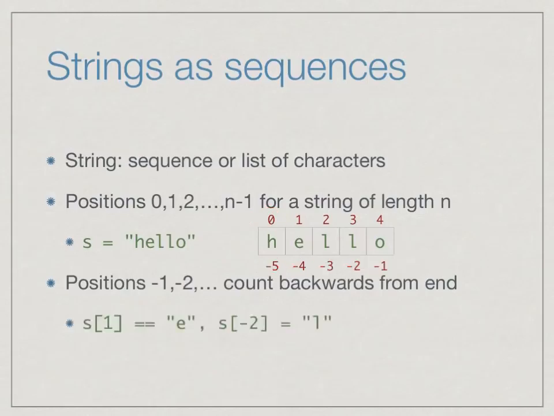So once we have this, we can see that we use the square bracket notation to extract individual positions. So S[1], the character at position 1, is an E. And if I walk backwards, then S[-2] is an L.